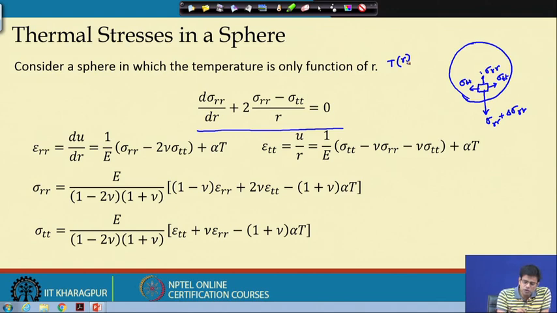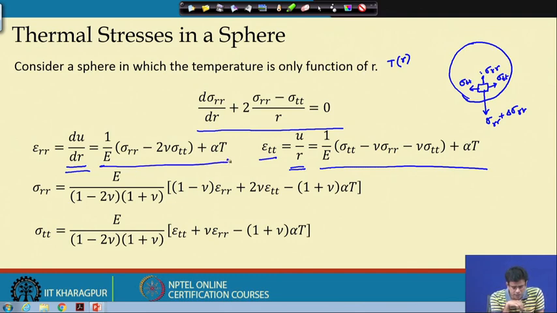Now, similar to the previous case, du/dr is the radial direction strain, and the tangential direction strain will be only u by r. So, finally, you get this form of the compliance relation. And then again, likewise in the previous case, if we find the stress-strain relation, it looks of this form.